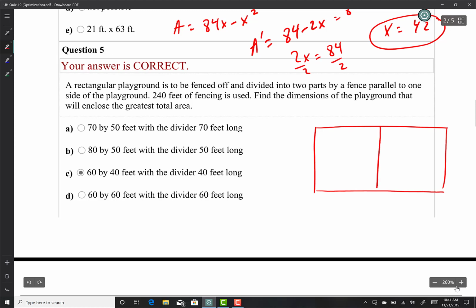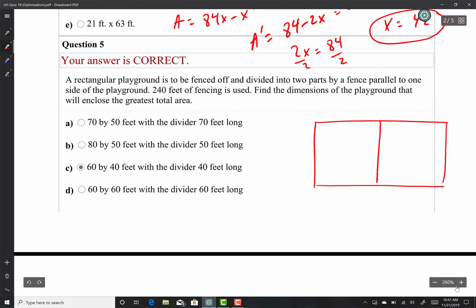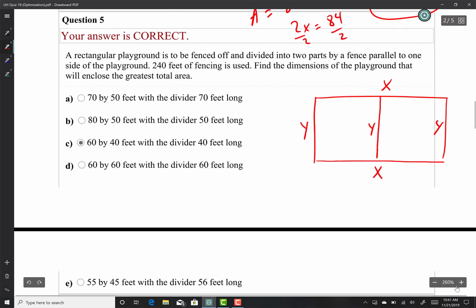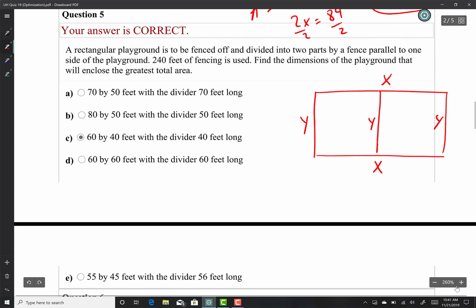You can cut it the other way too. 240 feet of fencing is used. Find the dimensions of the playground that will enclose the greatest total area. Okay, so I have x, x, and then I have y, y, y. So let's see. Fencing is 2x plus 3y, and all that equals 240 feet. I'm trying to maximize the area. The area is still x times y.